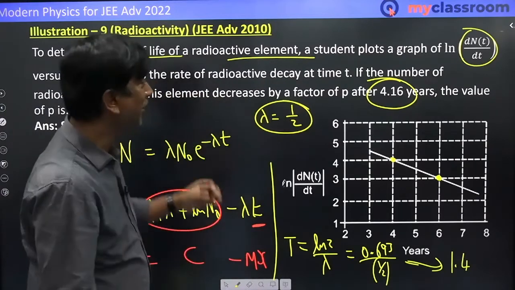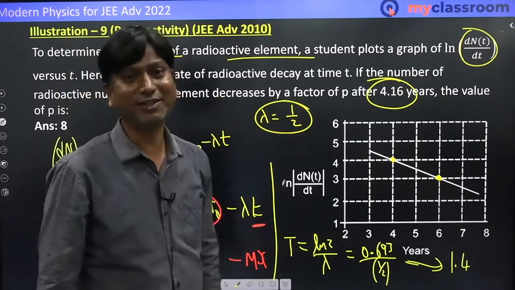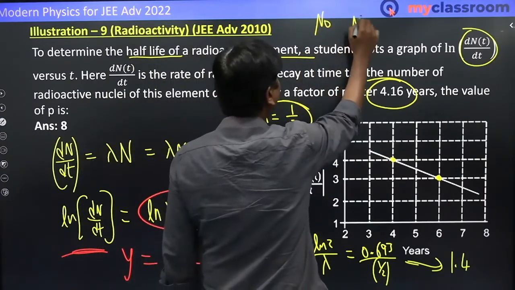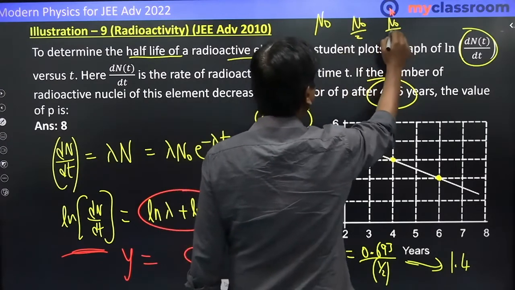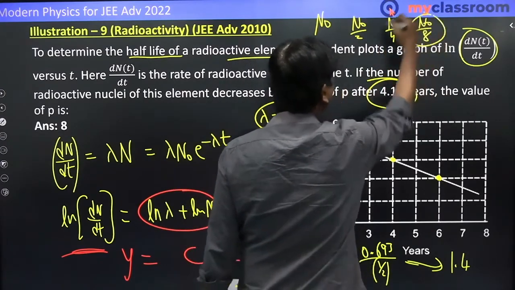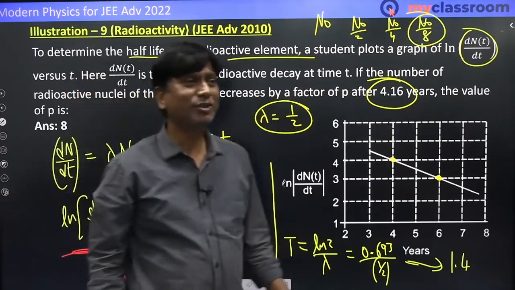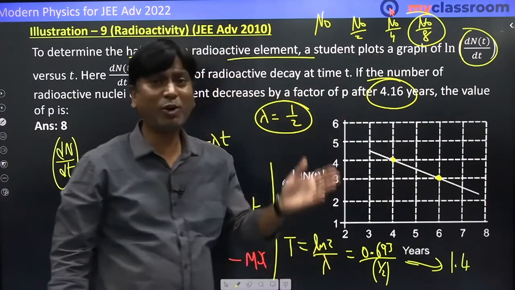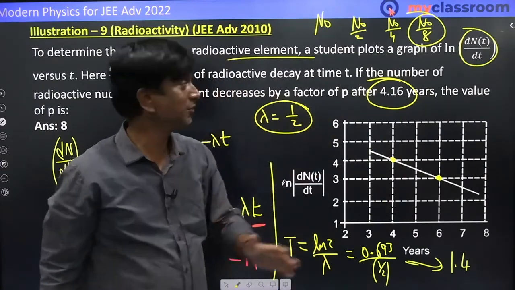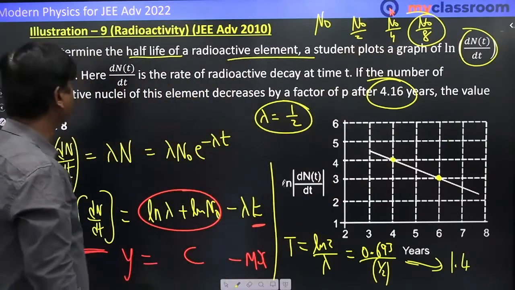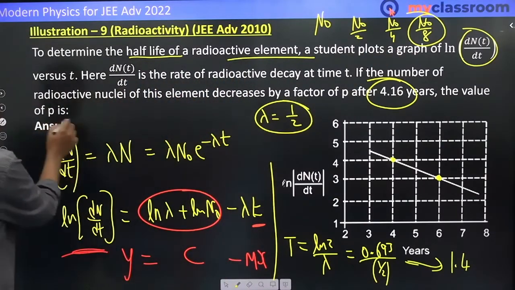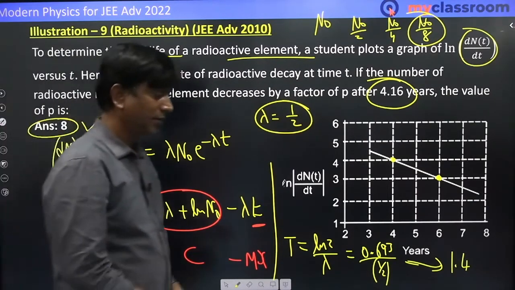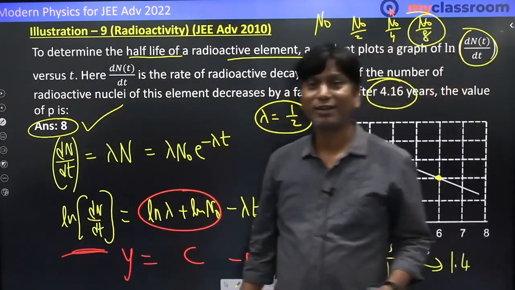So how many half-lives are there? 3 half-lives. Initially suppose N naught; after 1 half-life, N naught by 2; after 2 half-lives, N naught by 4; after 3 half-lives, it will be N naught by 8. Right or not? So it is N naught by 2 power n, where n is 3. So 2 power 3 is 8, so N naught by 8. By what factor does the number of nuclides decrease? Definitely it is decreasing by a factor of 8. Answer is 8. Right. Hope it is clear, this particular question.